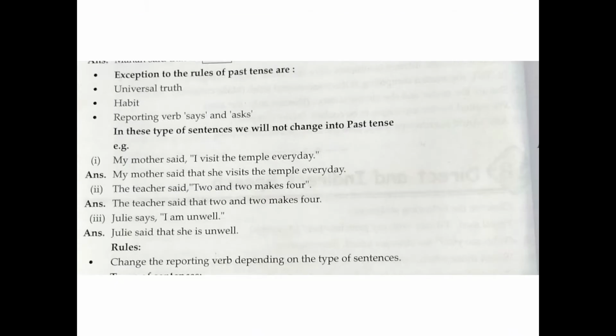Now we will see some exceptional rules for the past tense. Suppose it is a universal truth or a habitual action, then the reporting verb will say and ask, and in these types of sentences the tense will not change into past tense. For example, "My mother said, I visit the temple every day." So "I visit the temple every day" is a habitual action.